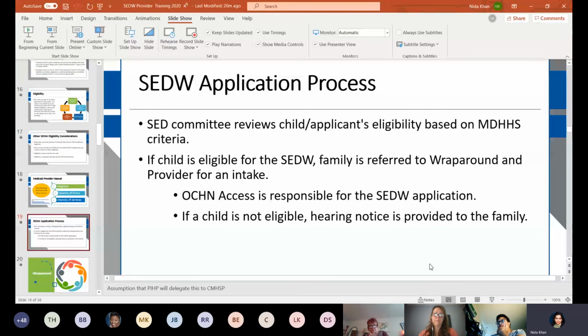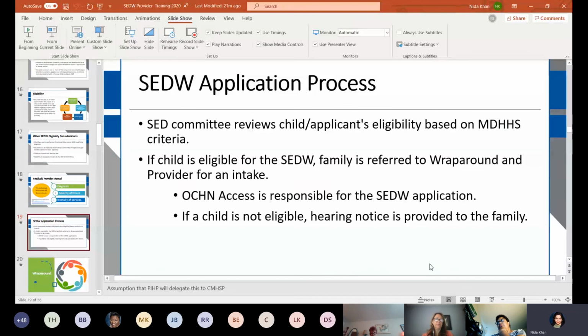We review all the applications. We look at the eligibility criteria that we have provided you the link for, and based on that alone, as well as CAFAS score, it is determined if a child is eligible for SED waiver. And if they are, then the family is referred to wraparound and a provider of their choice for intake. Now, we have two providers in our county, OFS and Easter Seals, and we allow the families to decide which provider they would like to go with. And in most cases, they always choose a provider based on their address and location.